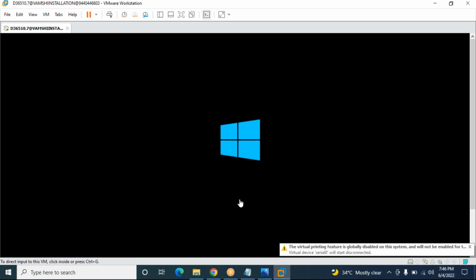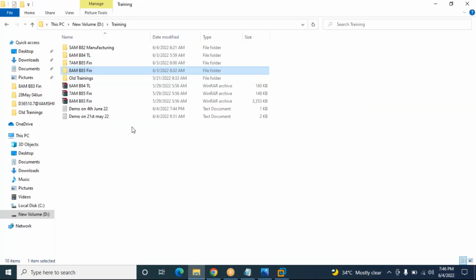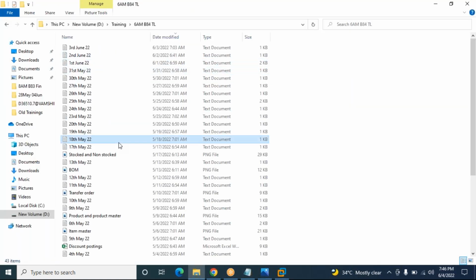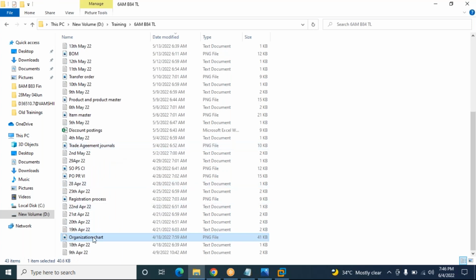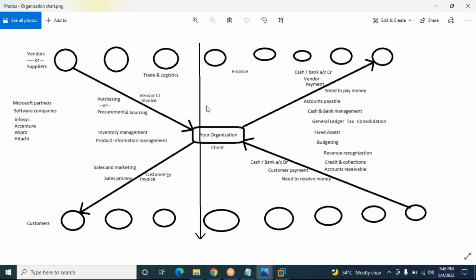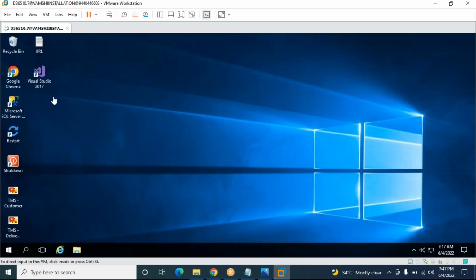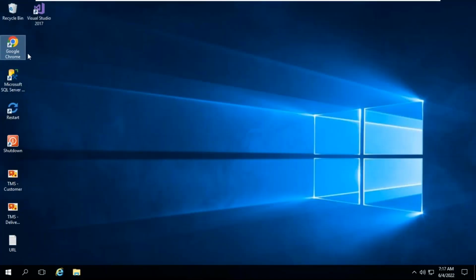It's loading. Whenever I'm teaching, on the first day I will teach like this. First the organization: this is a client, these are vendors, these are customers, and this is the software company. I will explain this first to understand why we are using this application. Now, if you want to see the application, it is very user friendly. That is the main advantage. Let me show you.